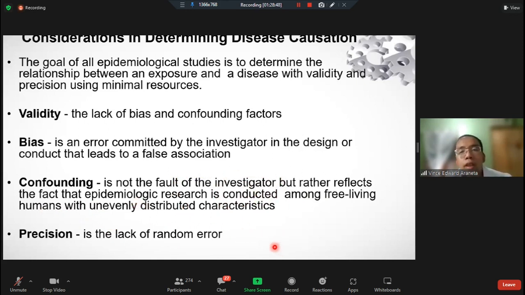Or a confounding variable is a factor other than the one being studied that is associated both with the disease or the dependent variable and with the factor being studied or independent variable. A confounding variable may distort or mask the effects of another variable on the disease in question. And precision means there's a lack of random error.